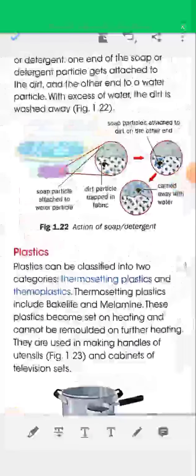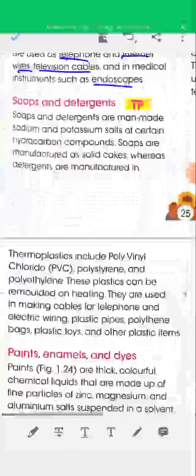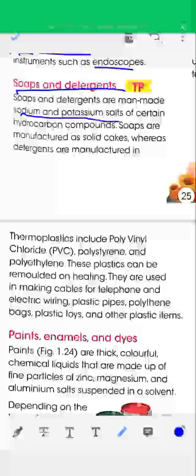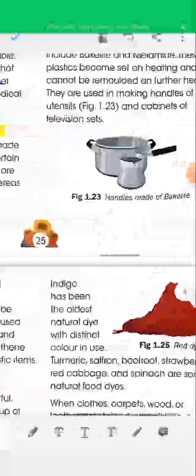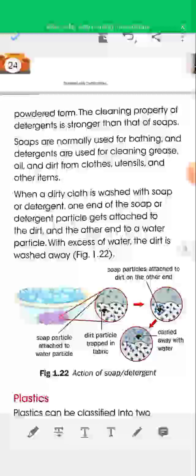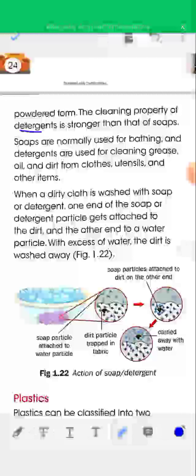Next, soap and detergent. Next type of chemical substances, soap and detergent. What are soaps and detergent? Soaps and detergent are man-made sodium and potassium salts of certain hydrocarbon compounds. Soaps are manufactured as solid cakes, whereas detergent are manufactured in powder form. The cleaning property of detergent is stronger than that of soap.